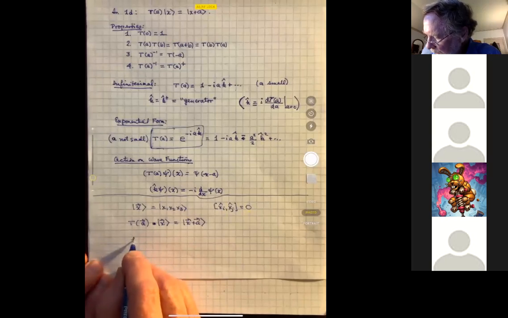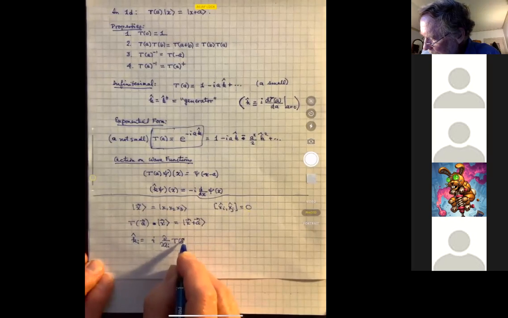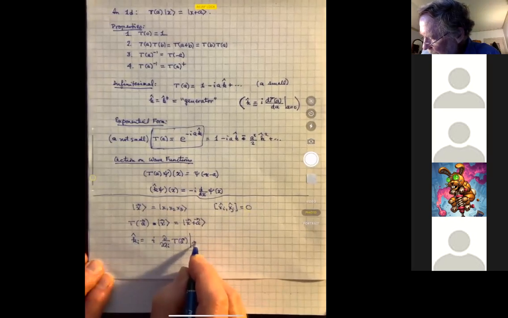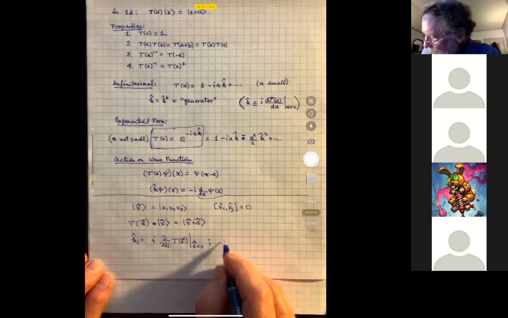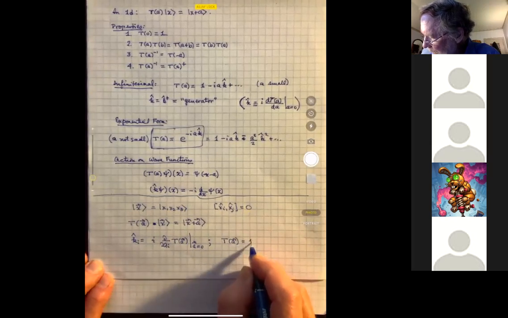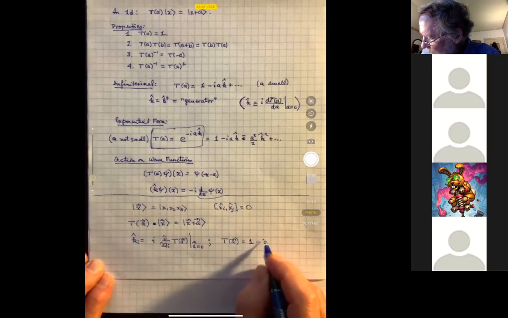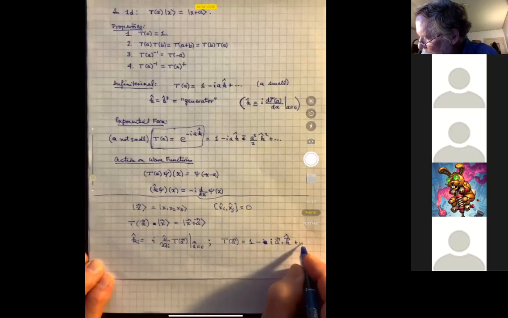If we introduce the notation K hat sub i is equal to i times the derivative with respect to a sub i of T of the vector a, evaluated at a equals 0, that's the generalization of the single K we had in the 1D case. What this implies then is that T of a, when a is small, is equal to the identity minus i times the vector a dotted into the vector K hat, plus higher order terms.